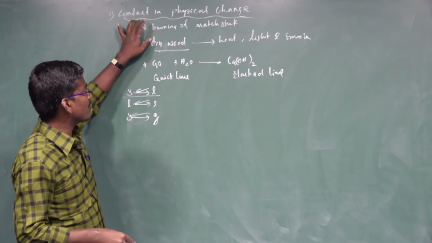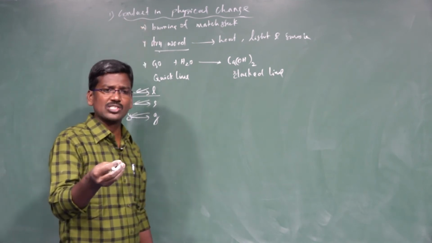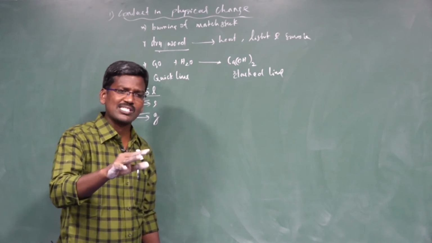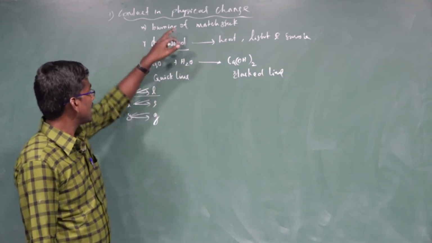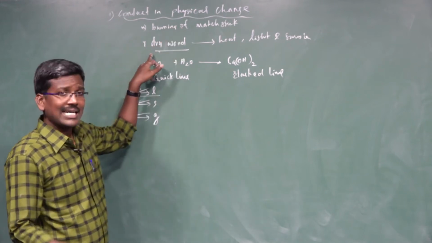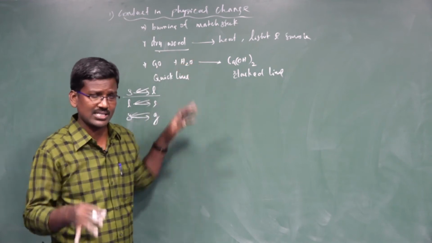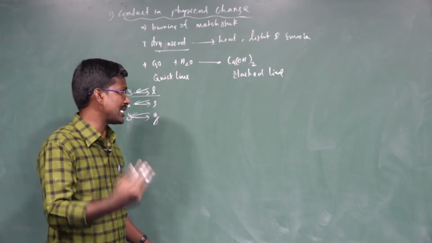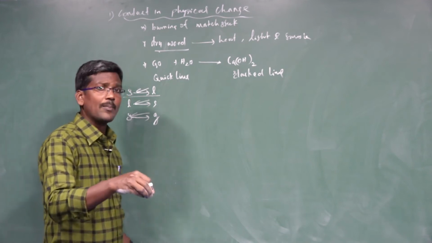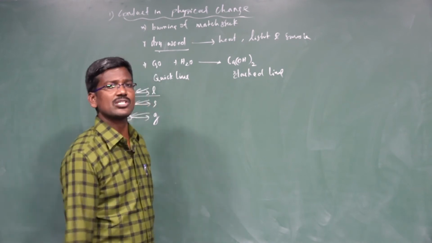In contact in physical state, the burning of a matchstick when rubbed on the surface of the matchbox to produce heat and light is a physical change reaction. Dry wood burning in air to produce heat, light and smoke is a physical change reaction. Another one: calcium oxide dissolved in water to produce calcium hydroxide. Quicklime dissolved in water to produce calcium hydroxide is known as a physical change reaction.